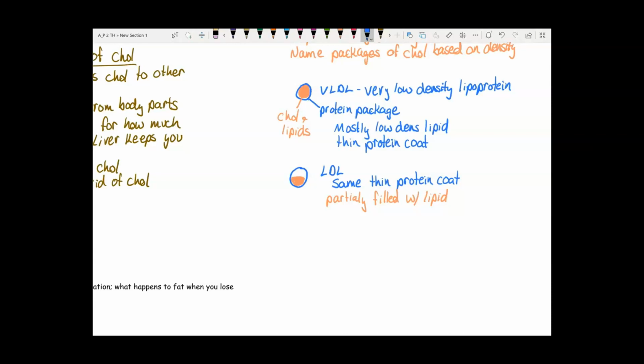So when you look at the ratio of lipid to protein, there's a little less lipid now. So that's why we drop the very low density. Now it's just low density because there's still more lipid than protein, but not as much lipid. So that's why we drop the very.